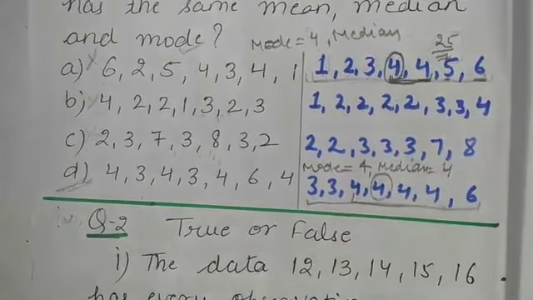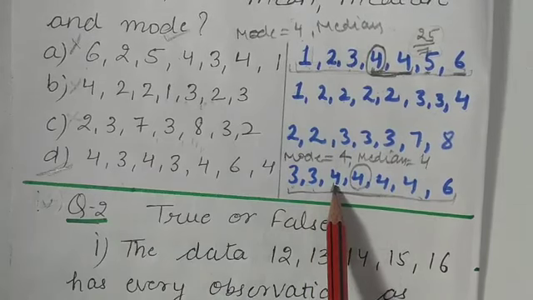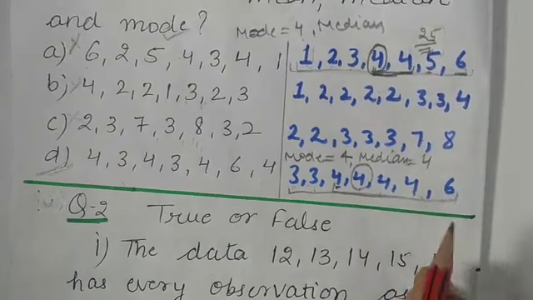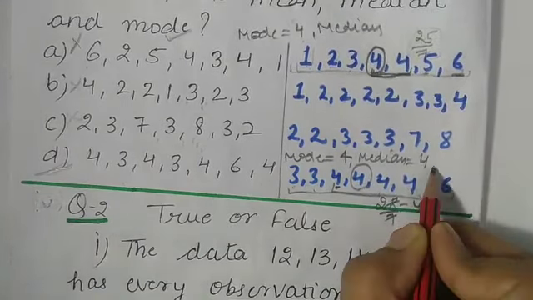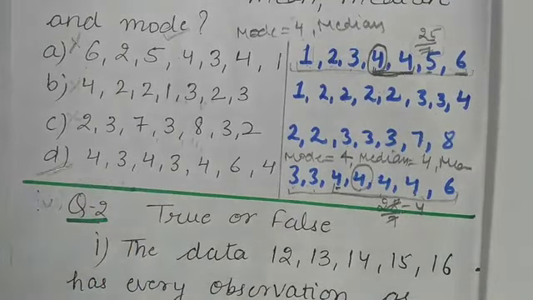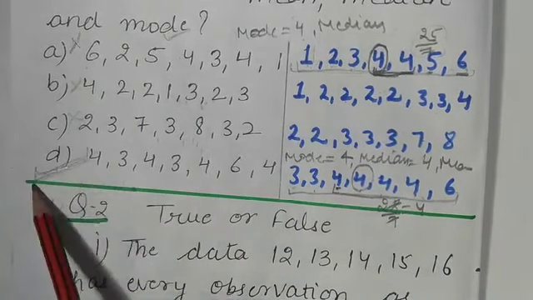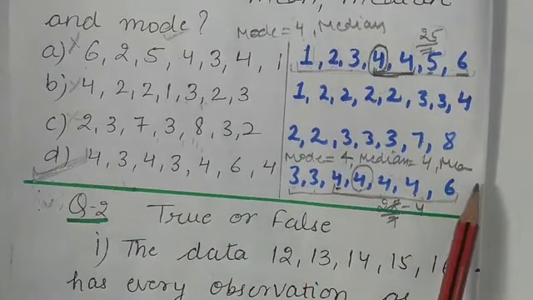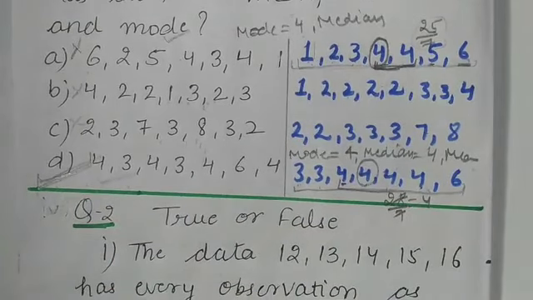Now come to the mean. For the mean we have to add them. 3 plus 3 is 6, then 10, 14, 18, 22 and then 28. 28 divided by 7 is also 4. So here the mean is also 4. So option D has the same mean, median and mode. D is the correct option because we found that mode, median and mean are the same in this option.